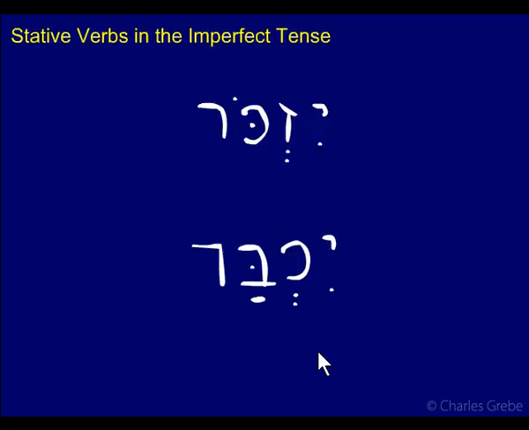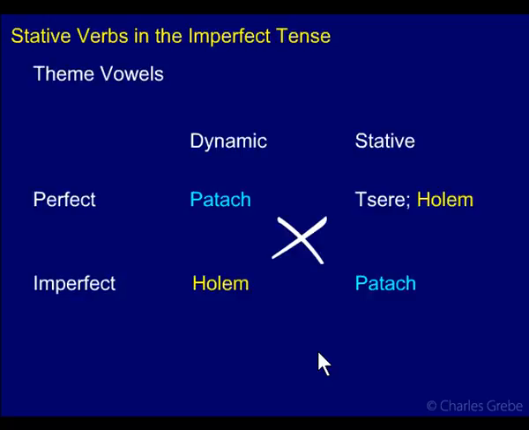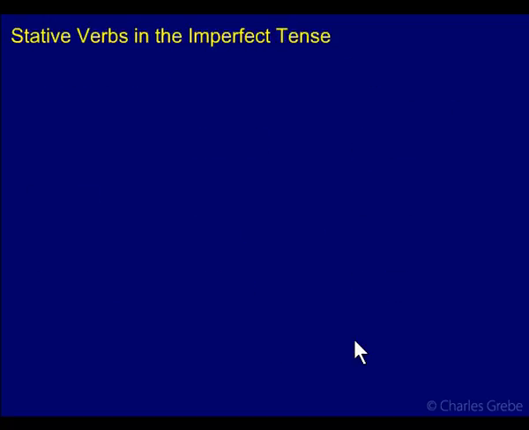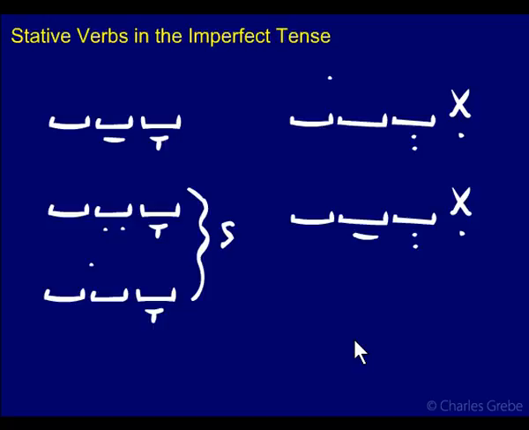And the differences are in the theme vowel, and again, we'll just go back to here. You get this flip where the theme vowel changes to sort of what the perfect would be. The imperfect, when it goes to a stative, takes the dynamic perfect, and the perfect, when it goes to a stative, takes the dynamic imperfect vowel, except you have this tsere. If this isn't clear to you, don't even worry about it. This other one here, this is more important.